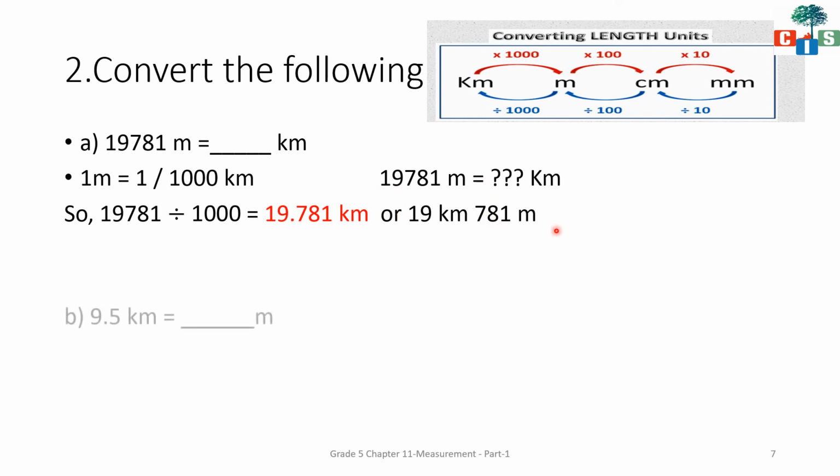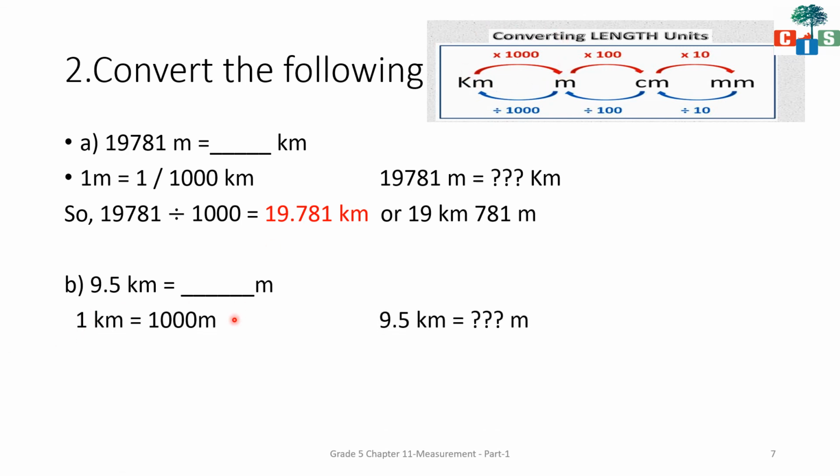Okay. Now we will see one more sum of question number 2, that is sum number B. 9.5 kilometer equal to how much meter? Now scholars, if you observe, you will see that we have to convert kilometer to meter. Since we are converting from bigger unit to smaller unit, we need to multiply by 1000. So 1 kilometer equal to 1000 meter. So how much will be 9.5 kilometers? We'll multiply 9.5 with 1000.